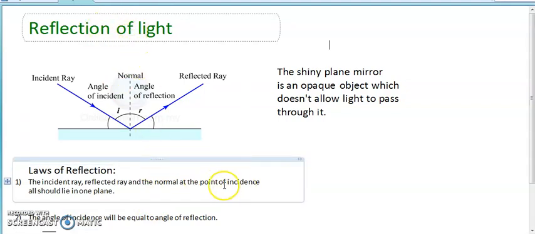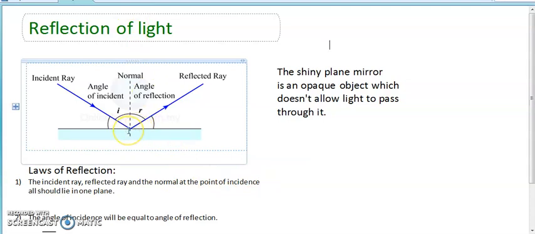Here one more thing is there. What is the point of incidence here? Whatever the light ray that we are incidenting, incidenting means we are focusing at one point. That itself gives the point of incidence. Suppose if I incident the light ray at this place, this will become the point of incidence.